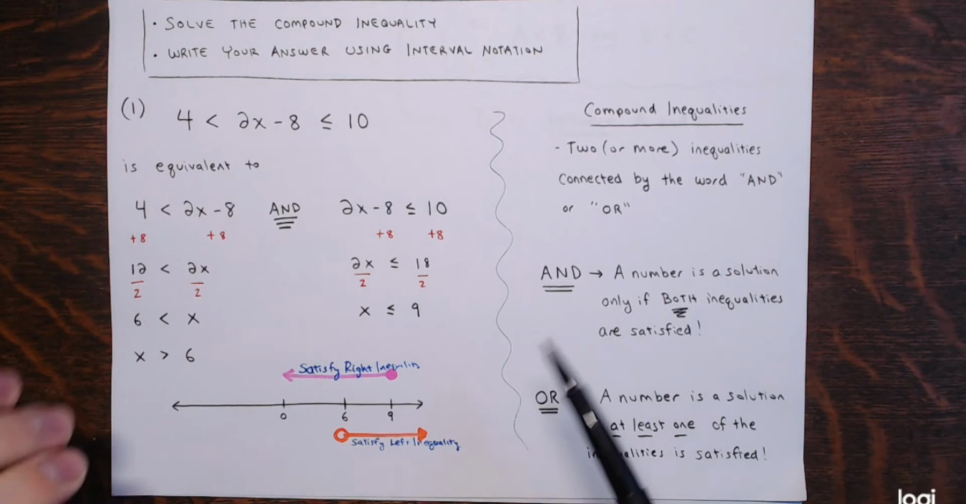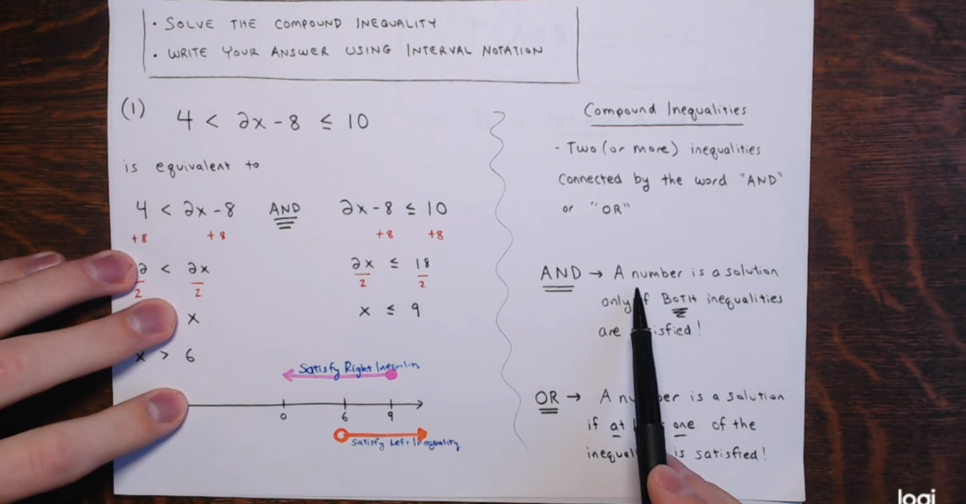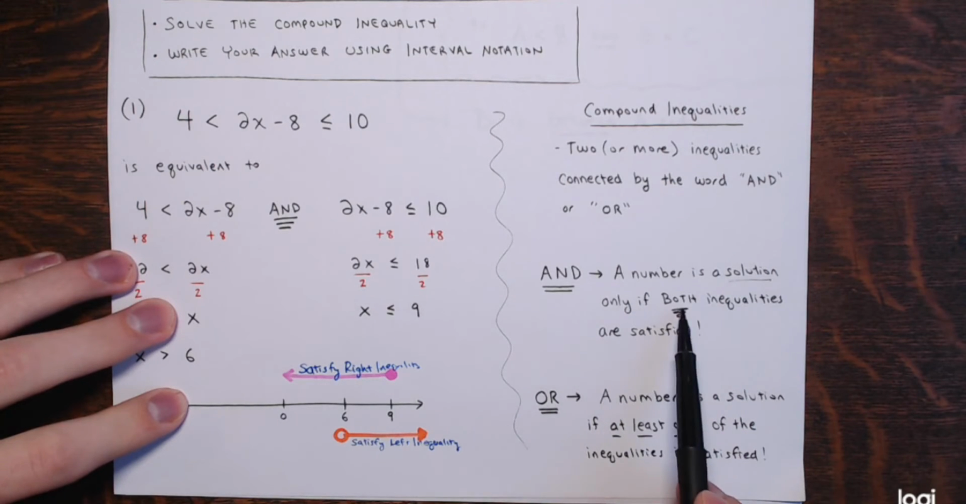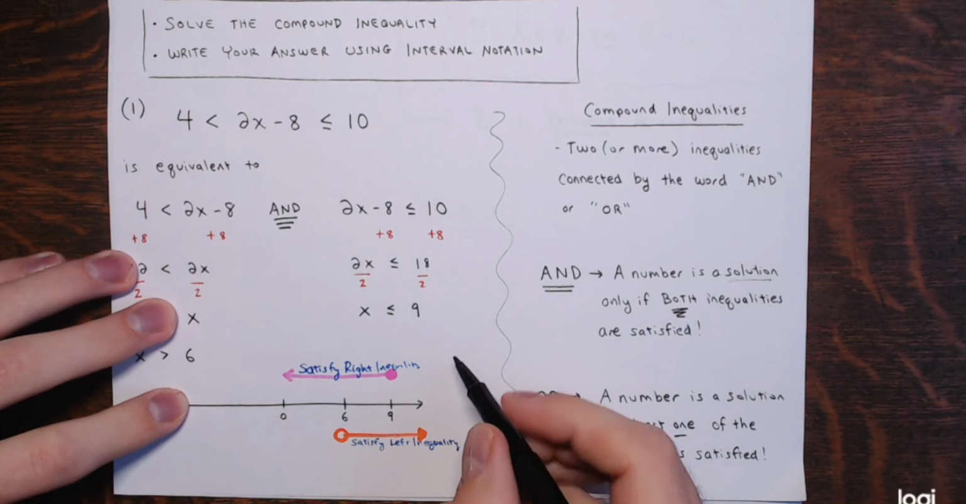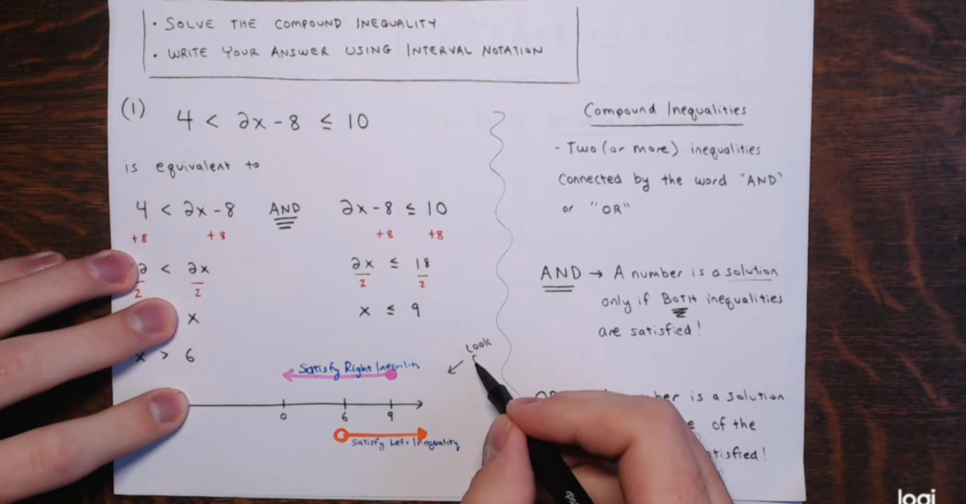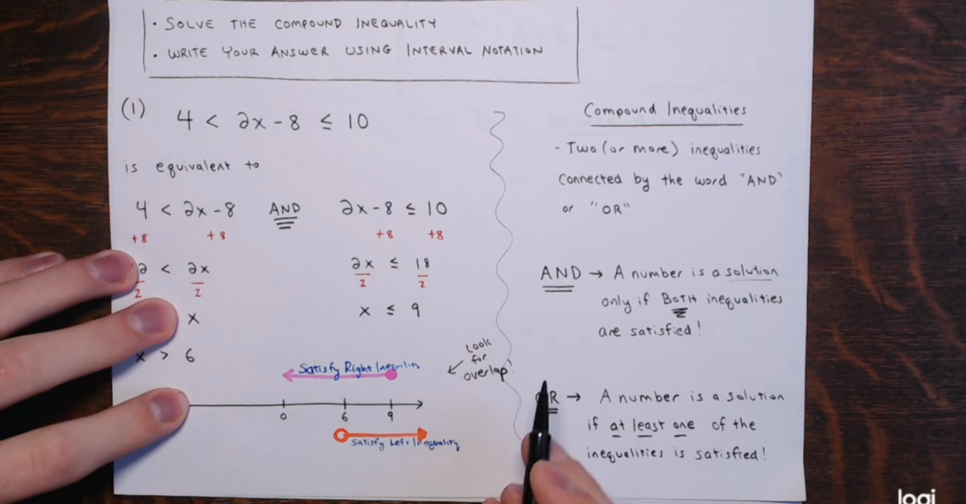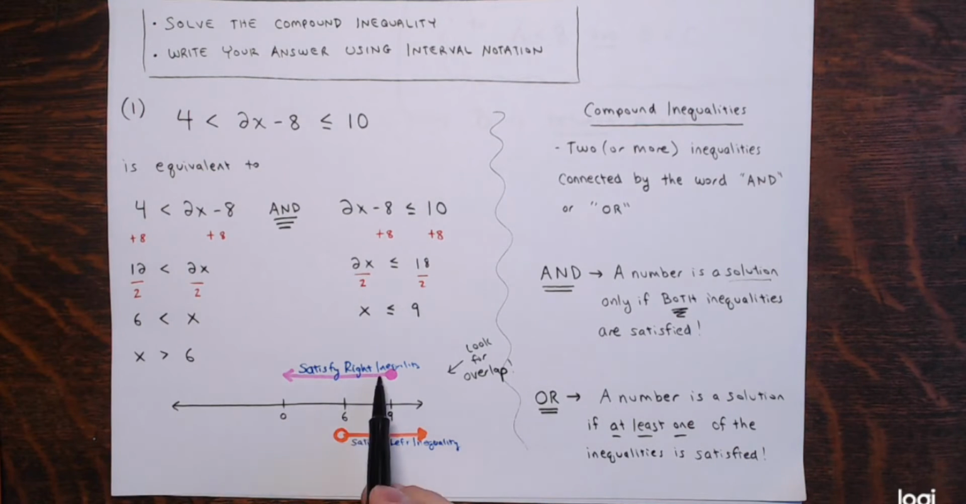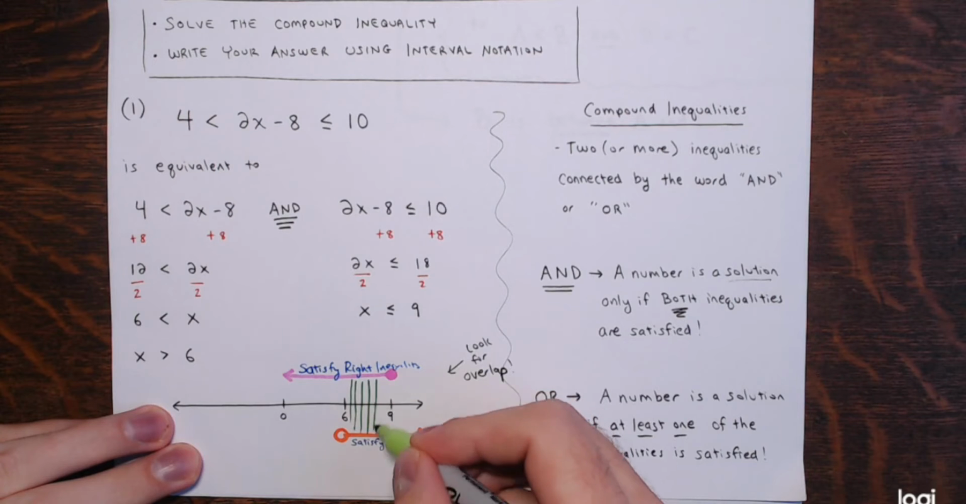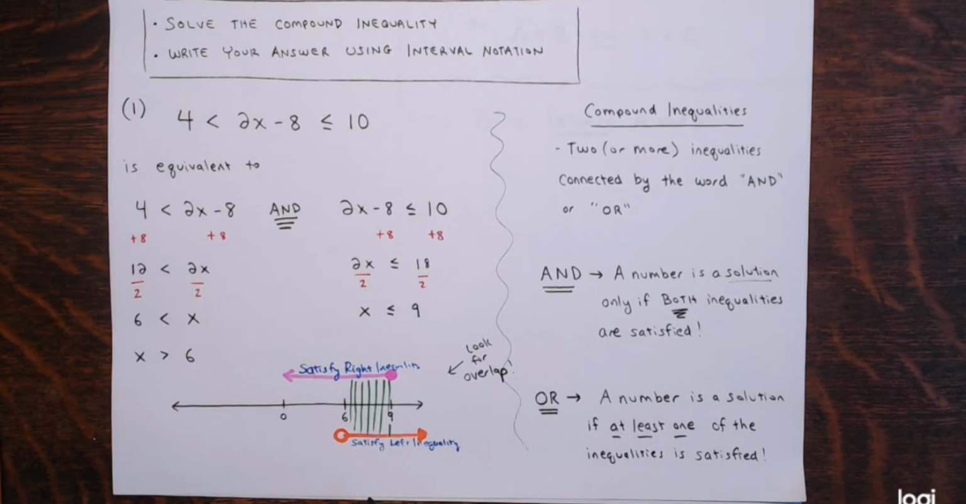But remember what I said over here, right? These AND inequalities, a number is only considered a solution if both inequalities are satisfied. So we're looking for overlap. What's called the intersection of these two sets. You have the set of numbers greater than 6 and this set of numbers less than or equal to 9. Where's the overlap? Where's the intersection? And that would be these numbers here, all these numbers here, in the overlap. So this is not the graph that I'm going to finish with, but I'm just pointing out the numbers that satisfy both.